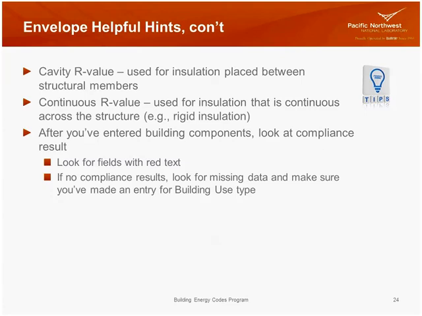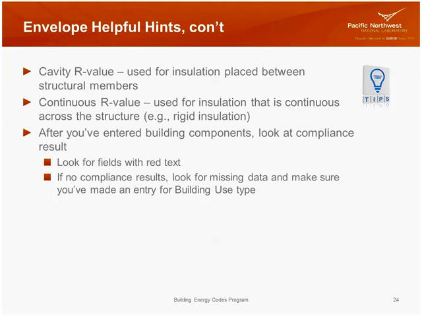In the software, you have two columns, cavity and continuous R-value columns, for your assemblies where you're insulating them. Doesn't mean you have to enter an R-value in each one of those columns. You're only entering the R-value of what you are installing or proposing to install within that assembly.